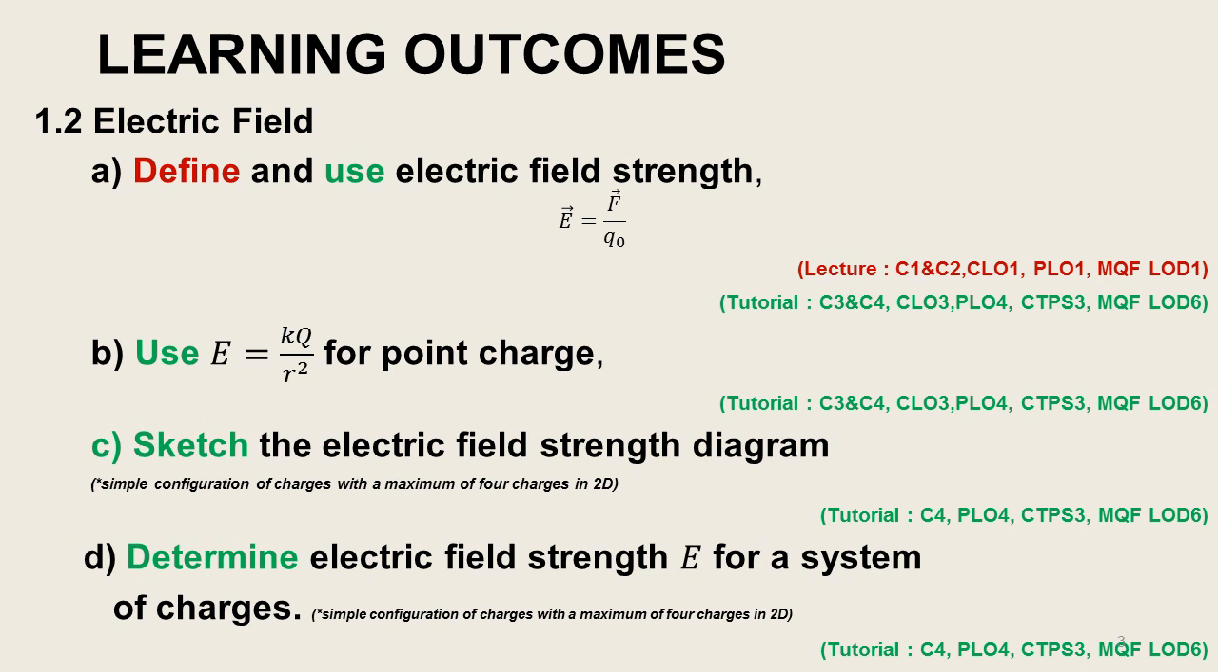Another learning outcome is 1.2 electric field. a. Define and use electric field strength. b. Use E equal to kQ over r square for a point charge. c. Sketch the electric field strength diagram. d. Determine the electric field strength E for a system of charges.